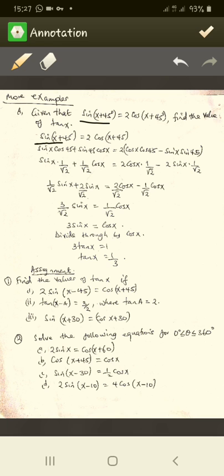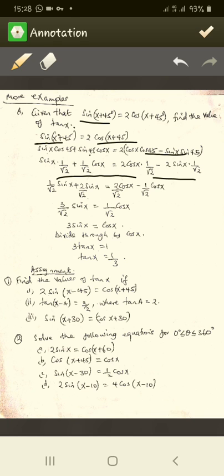You can first write the identity of sin A plus B, then where there is A, you put there x, and where there is B, you put there 45. Then when you expand this, you get cos x cos 45 minus sin x sin 45. I think you have no problem with that. Then the special angle for sin 45, I'm saying it is 1 out of root 2.